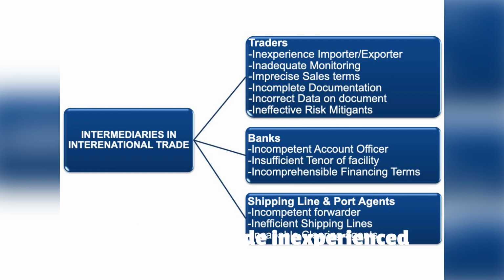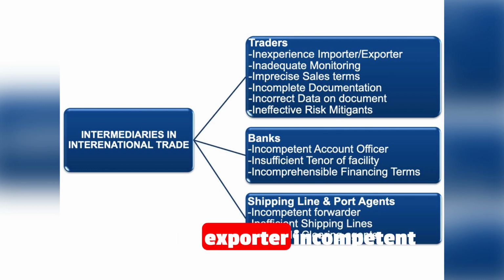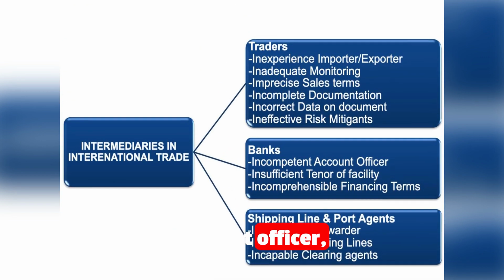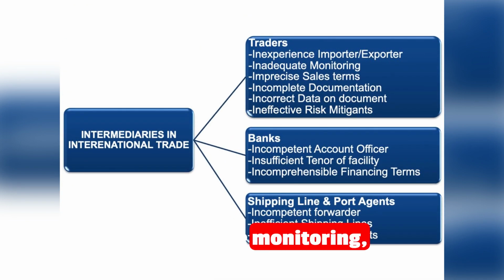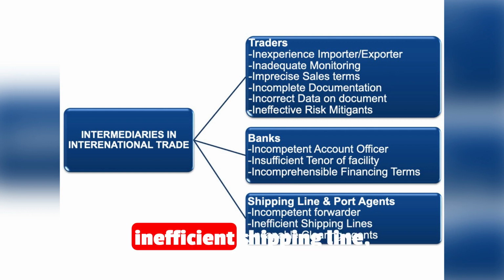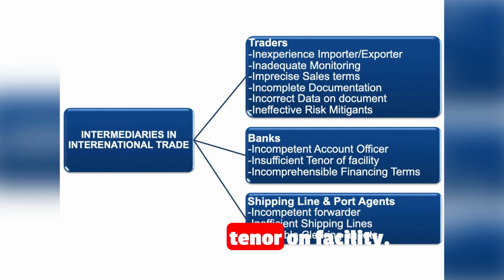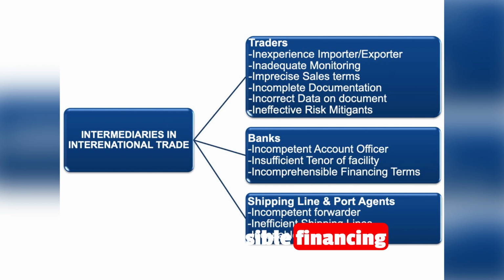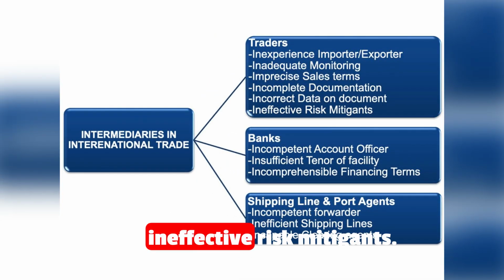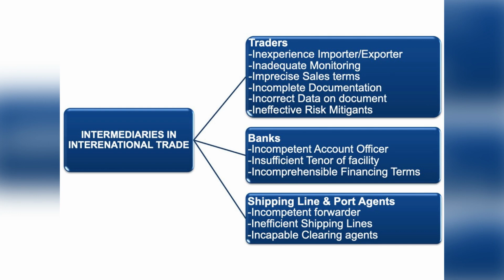This could include inexperienced importer or exporter, incompetent account officer, inadequate monitoring, imprecise sales terms, incompetent forwarder, inefficient shipping line, incomplete documentation, insufficient tenure on facility, incomprehensible financing terms, incorrect data on document, incapable clearing agent, and ineffective risk mitigant. These are issues that a typical importer or exporter faces.